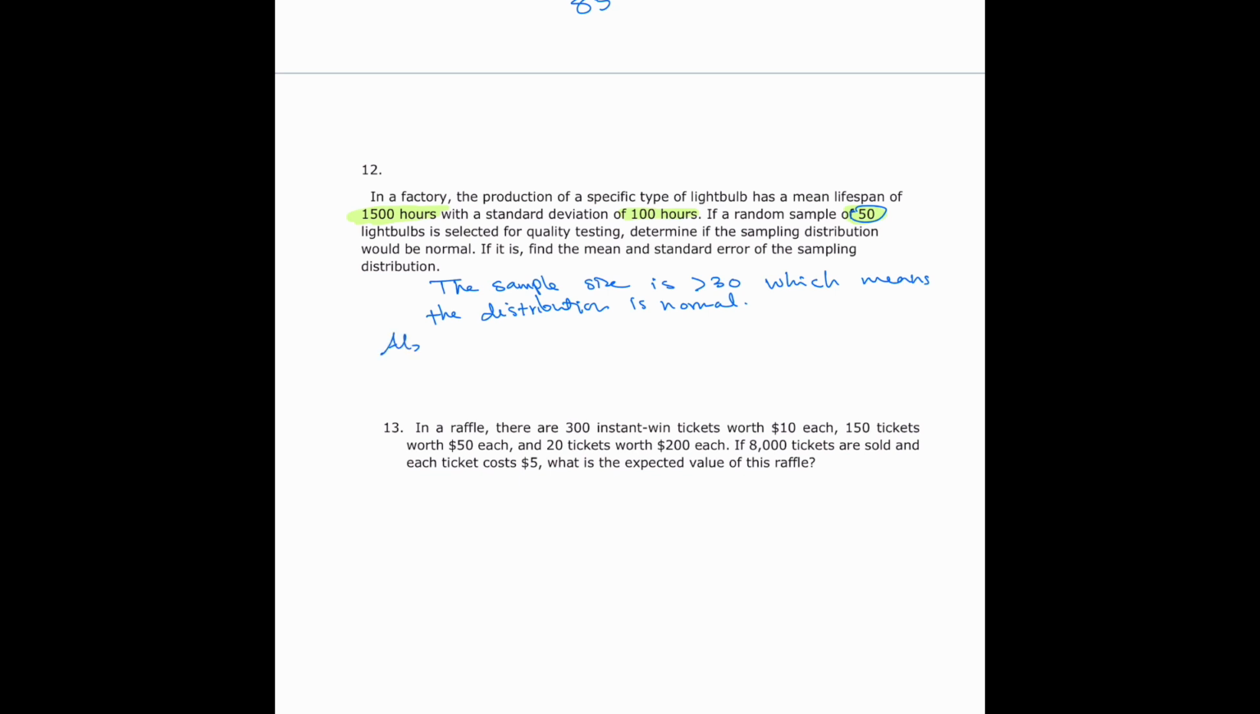The mean for the sampling distribution of the sample mean is the same as the population mean, which is 1,500 hours. The standard deviation is the population standard deviation divided by the square root of the sample size, which is 100 divided by square root of 50. And that is going to give you approximately 14.1421 hours as well. So that is the standard deviation and the mean.